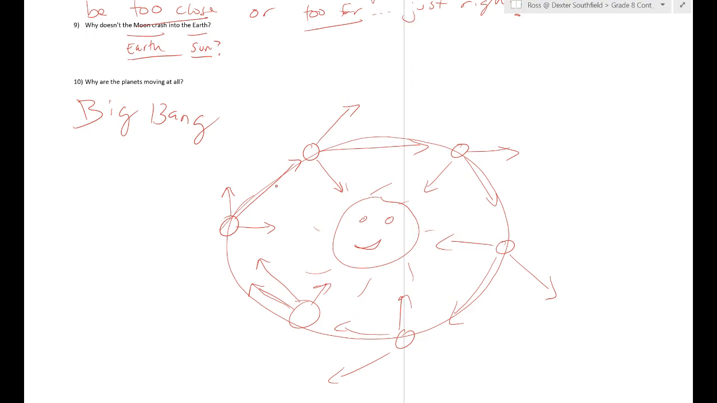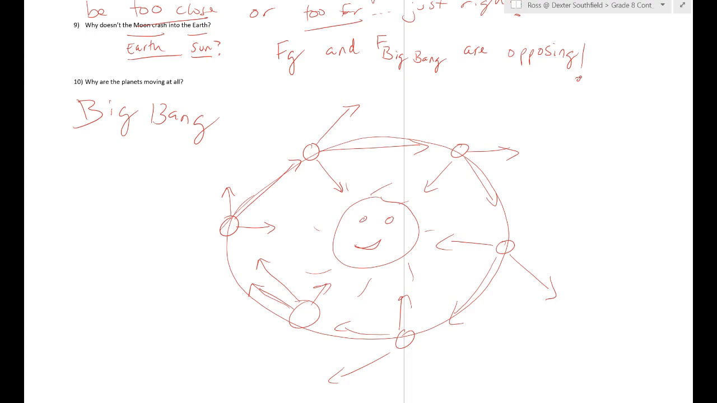So, in answer to number 9, why doesn't the moon crash into the Earth? It's because the force of gravity and the force of the Big Bang are opposing forces, which is crazy to think about. That nearly 15 billion years after the Big Bang, the force of that initial Big Bang is what is still causing planets to rotate, revolve, and all solar systems and galaxies to expand outwards in the universe. So all of that force is still acting on all of the objects and all of the matter in our universe, causing rotation, revolution, and expansion of the universe.